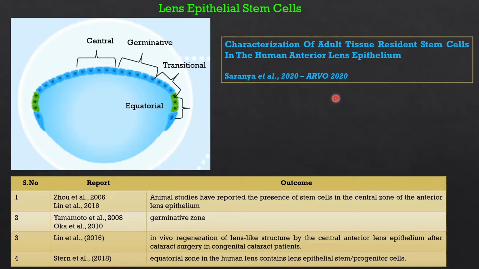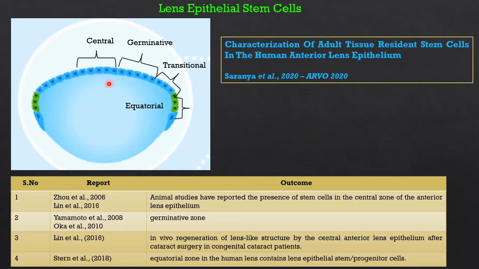And very importantly, there were many studies on animals, but there was one study, Lin et al. 2016. It's a Nature publication. So in this publication, the author claims the central region harbors the stem cells, just like what we are talking about right now. So when cataract surgery was carried out on pediatric patients using a minimally invasive technique, the hole was not made in the central region. The hole to remove the lens fibers was made at the periphery, leaving the central region intact.